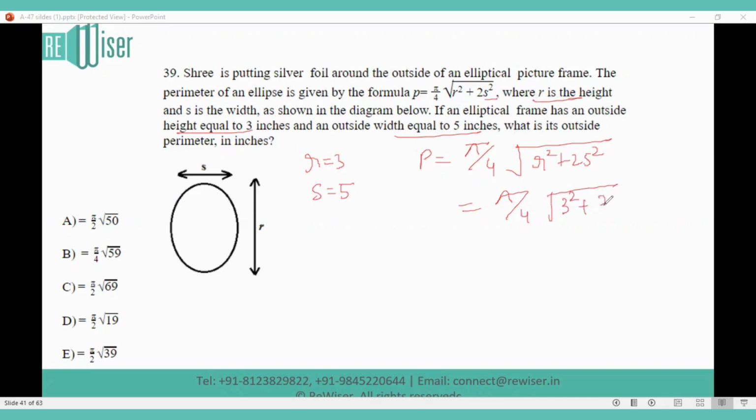So r square is 3 square plus 2 into s square is 5 square, so it is pi by 4 root, and then 3 square is 9, 5 square is 25, into 2 is 50. So we are getting pi by 4 root 59. Choice is B.